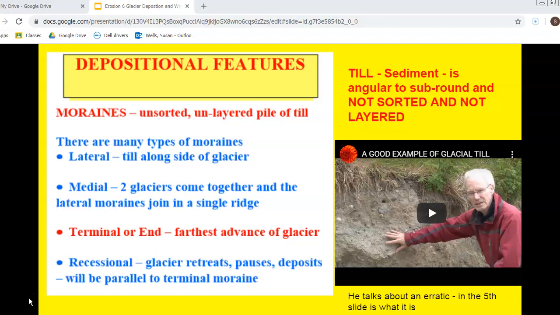I do like you to listen to this man. He talks about glacial till. It kind of looks like my beach area, which is so different from your beach area. He is going to talk about an erratic, and I will be talking about that when we get to the 5th slide.